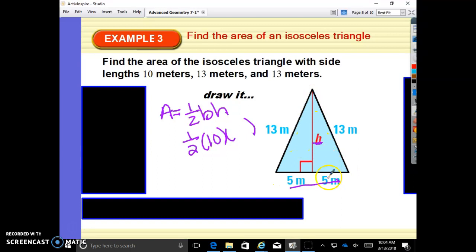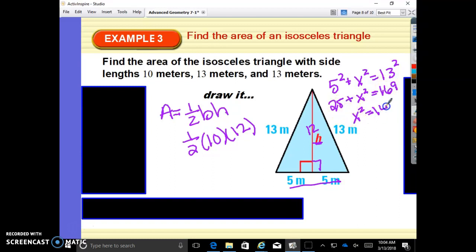So this is actually a Pythagorean triple. It is a 5, 12, 13. If you didn't realize that this was a Pythagorean triple, you could just use the Pythagorean theorem. So 5 squared plus what squared equals our hypotenuse squared. 25 plus our unknown height squared equals 169. X squared equals, when I subtract 25 from both sides, I get 144. And when I take the square root on both sides, I get 12. 12 times 10 is 120, divided by 2 is 60. So 60 meters squared is our area.